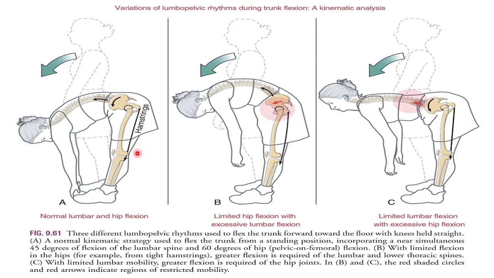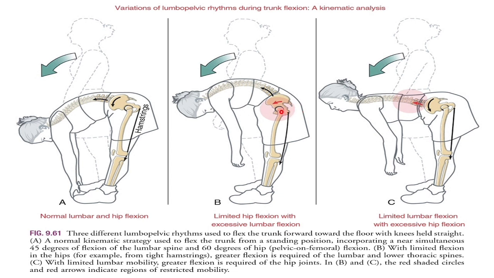So this is the normal lumbar and hip flexion. This is the normal lumbopelvic rhythm, and these two are the altered lumbopelvic rhythm. In the normal one, lumbar flexion and hip flexion both happen, and both of these contribute to the normal lumbopelvic rhythm. You can see the normal kinematic strategy used to flex the trunk from a standing position incorporates a nearly simultaneous 45 degrees of flexion in the lumbar spine and 60 degrees of flexion in the hip joint. So in the normal lumbopelvic rhythm, there will be 45 degrees of flexion in the lumbar region and 60 degrees of flexion in the hip region.